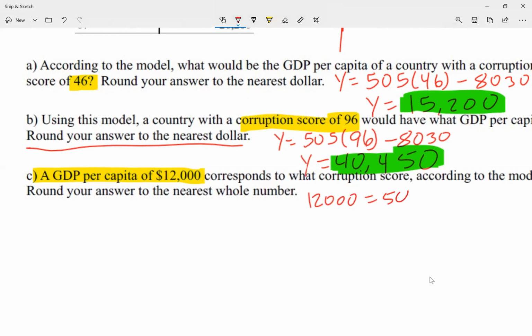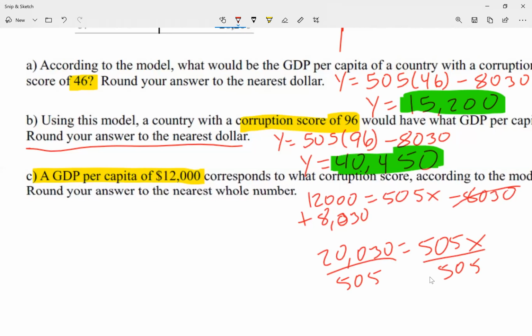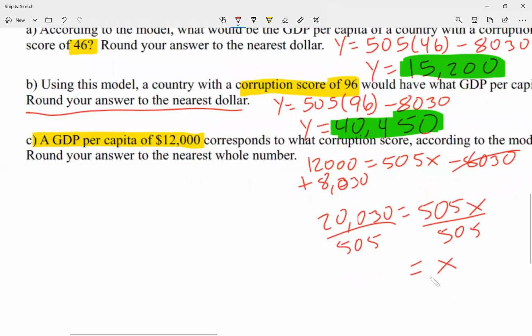is equal to 505x minus 8,030. The minus 8,030, let me move it over. That's plus 8,030. So that gives me that 20,030 is equal to 505x. To solve for x, let me divide each side by 505. That's going to give me the x value. In this case, I get 39.6.